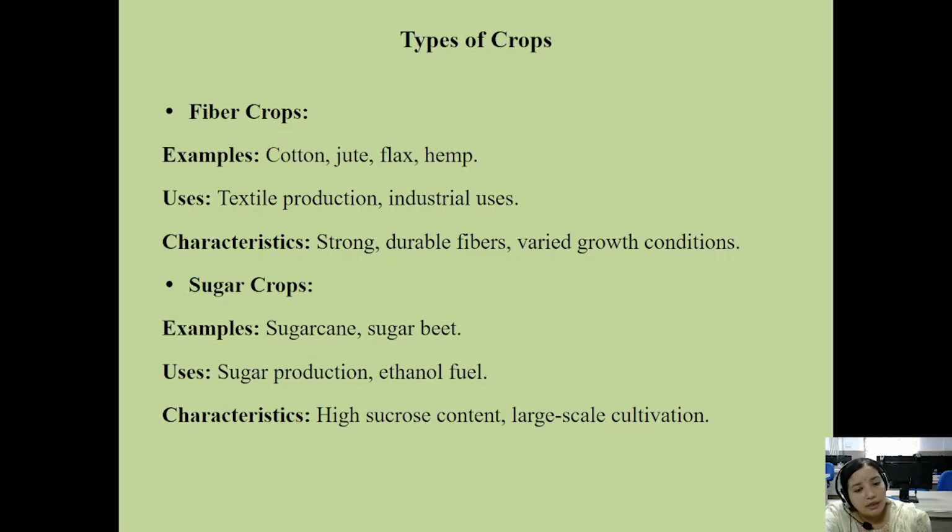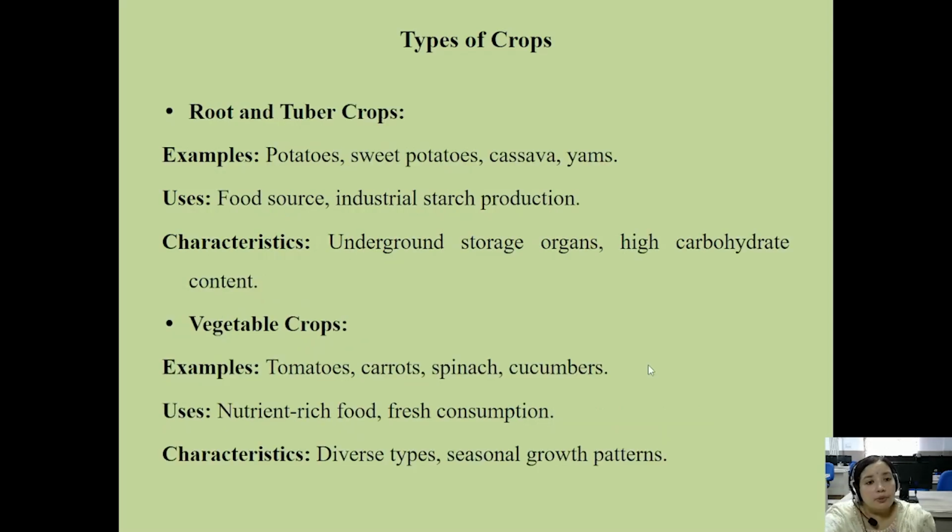We are producing sugar cane, and from sugar cane we are producing sugar in our sugar mills. Sugar, jaggery and jaggery powder, sugar cubes and all. So we are making these products from sugarcane. Then come to root and tuber crops, which come under the category of types of crops.